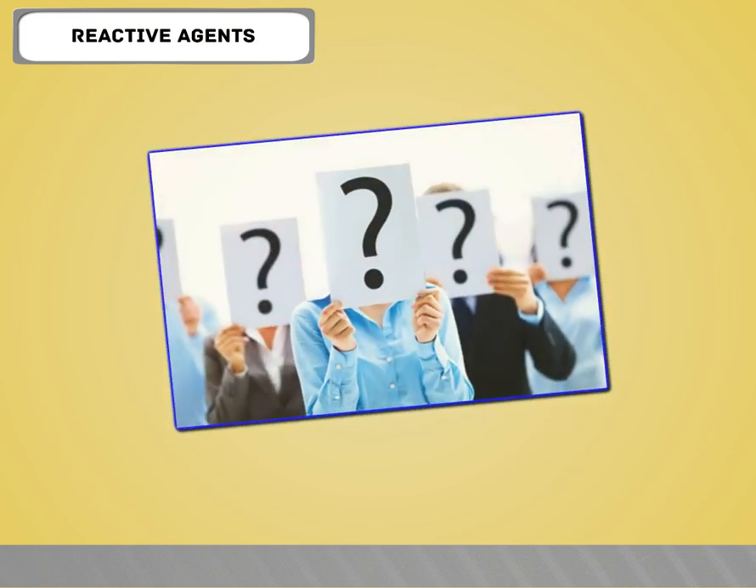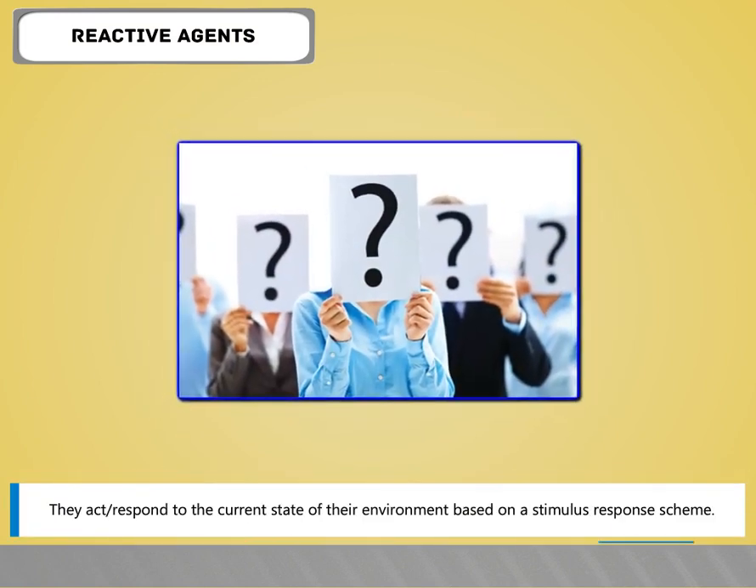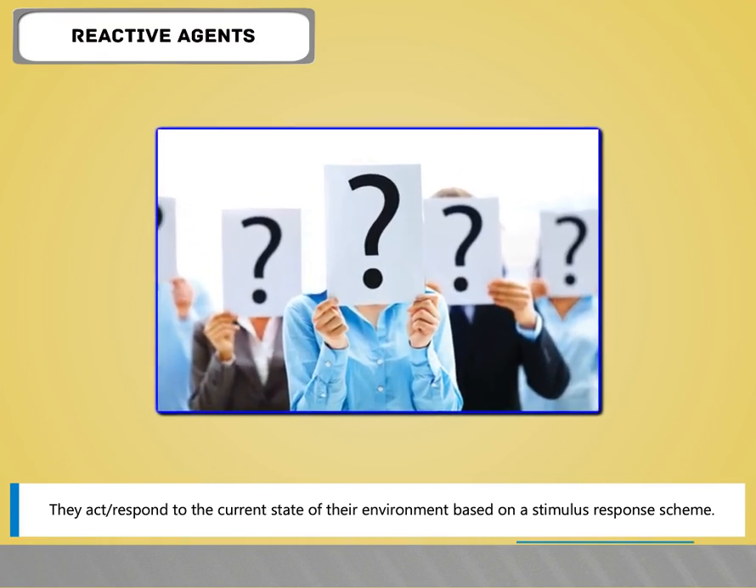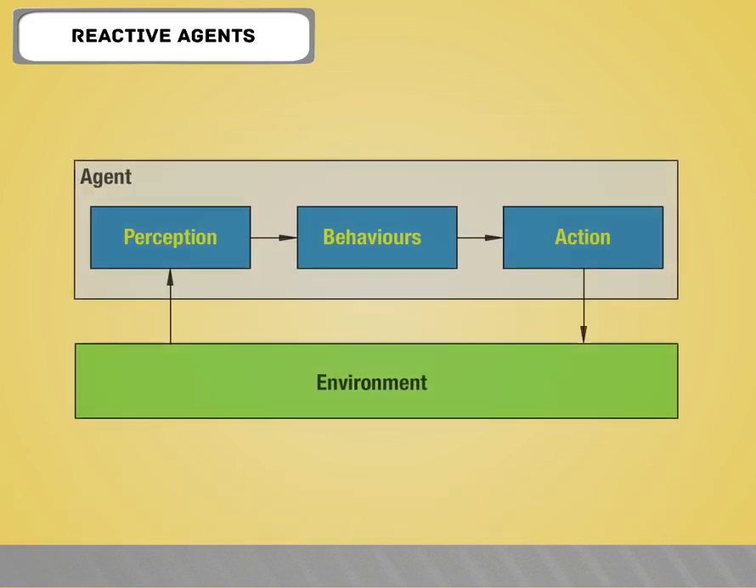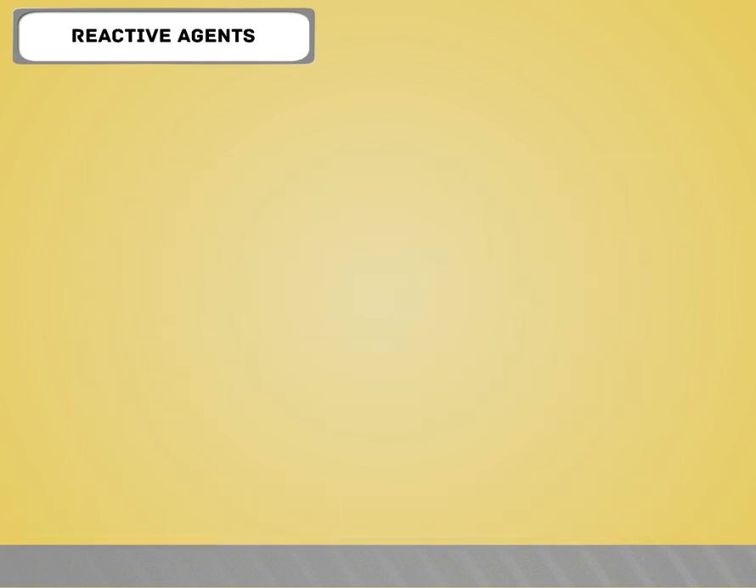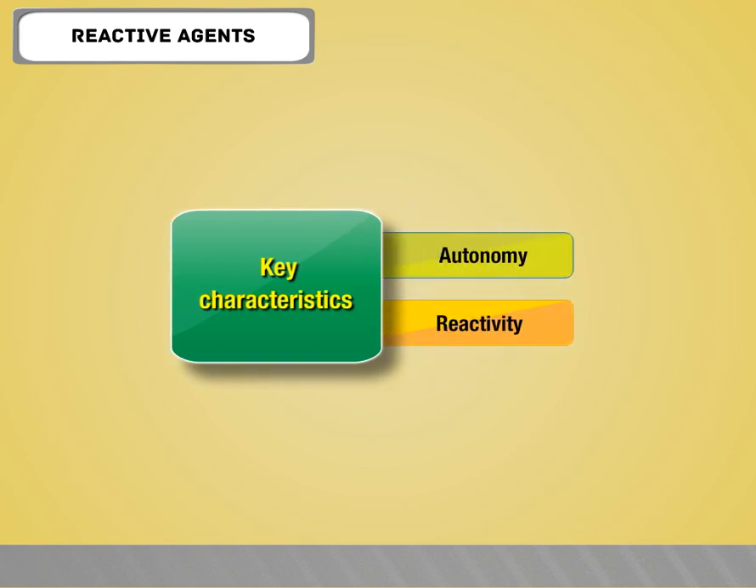Reactive agents: they act or respond to the current state of their environment based on a stimulus-response scheme. These agents are relatively simple and interact with other agents in basic ways, but they have the potential to form more robust and fault-tolerant agent-based systems. Key characteristics: autonomy and reactivity.